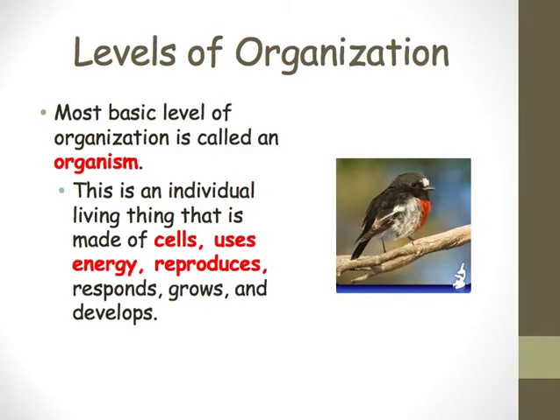There are also levels of organization within living things in an environment. The most basic level of organization is called an organism, and that's basically anything that's living. An organism must be made of cells, use energy, reproduce, respond to its environment, grow, and develop. These are all stipulations for any living thing. So an organism can be a plant, a bacteria, or a human. This is the basic level of life.